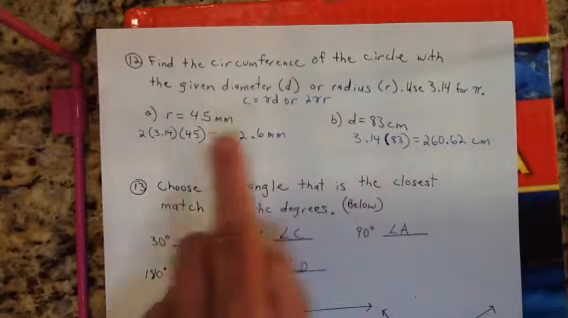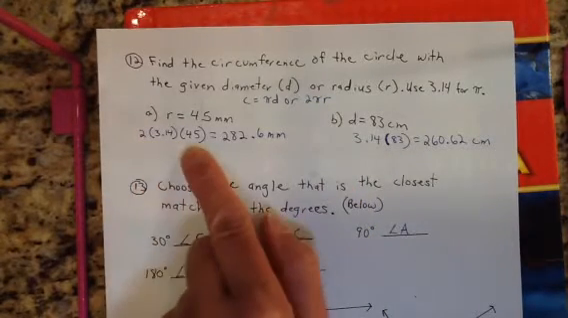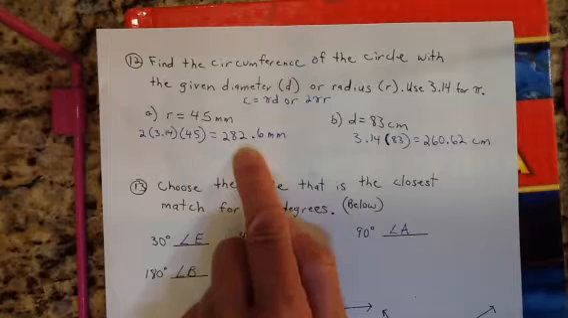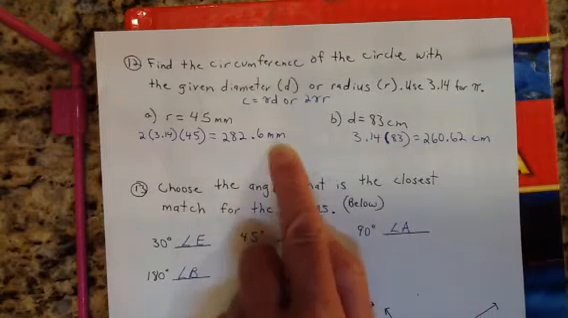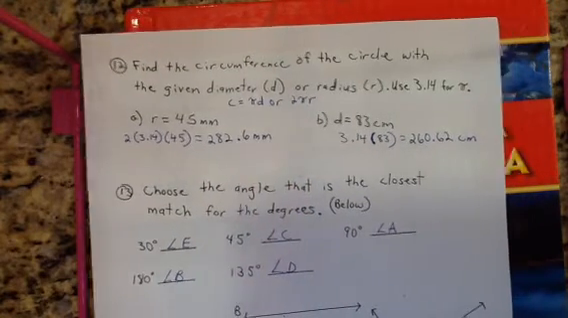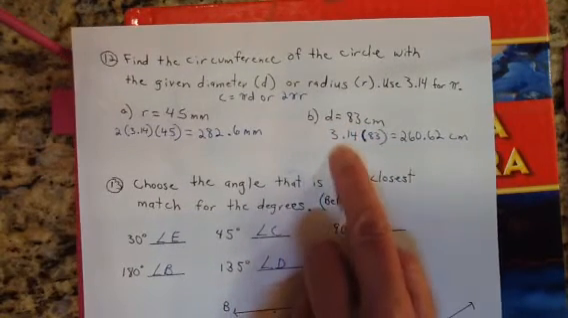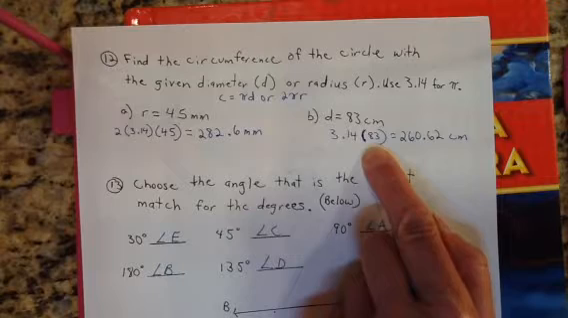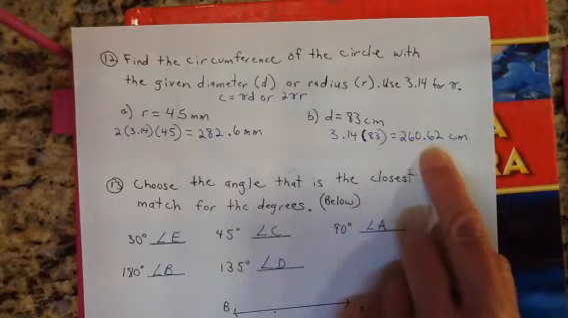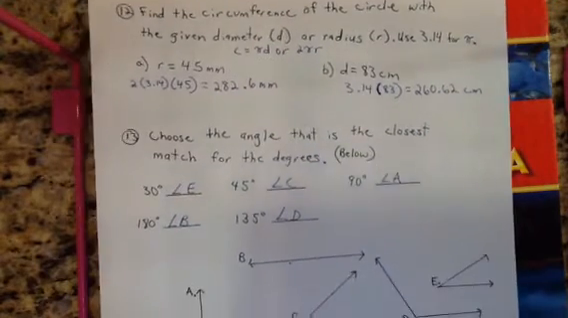It would be this one. So 2 times pi times the radius, and you get 282.6 millimeters. Don't forget to add your unit on the end. Your diameter is 83 centimeters. So 3.14 times the diameter, and you get 260.62 centimeters.